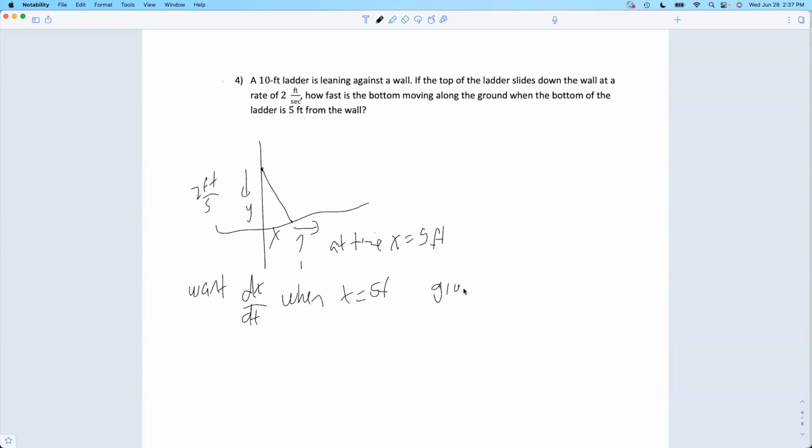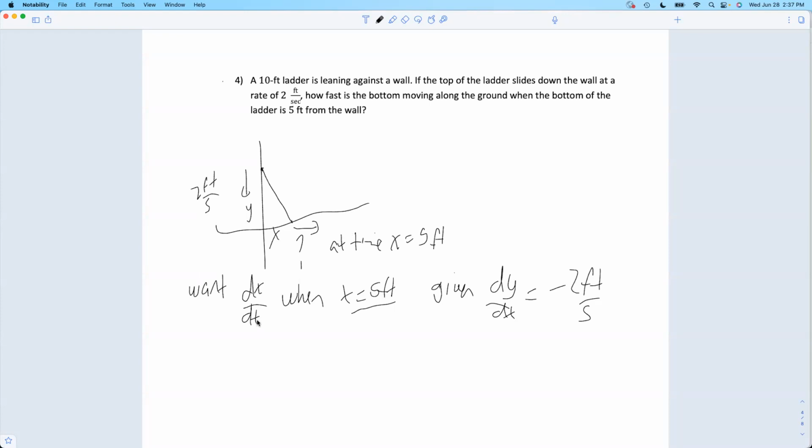And I'm given that dy/dt, this rate of change, is negative 2 feet per second. Why negative? Because Y is decreasing. Y is this distance here, and that's going down. So a decreasing function has a negative derivative. X is increasing, so I'm going to end up with a positive answer here. This X is getting bigger. We're figuring out how quickly this point, the bottom of the ladder, is moving, when it's 5 feet right there.